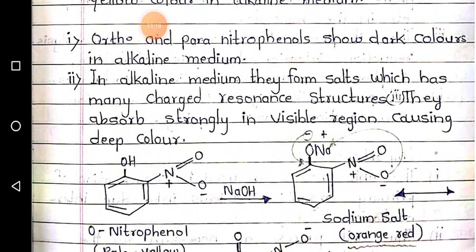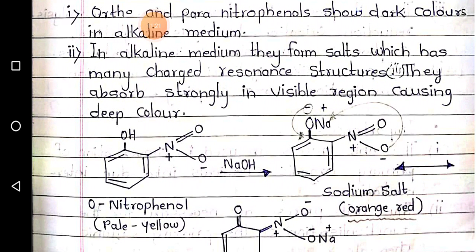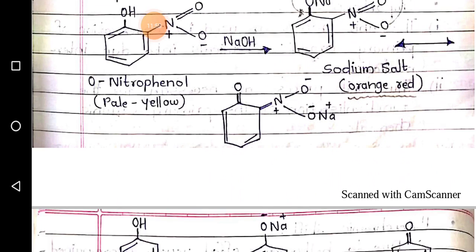In alkaline medium, they form a salt which has many charge resonance structures. Resonance structures increase due to the formation of the sodium salt of orthonitrophenol. So due to this charge and the increase in resonance structures, they absorb strongly in the visible region, causing deep colors. So orthonitrophenol gives deep colors as the sodium salt.